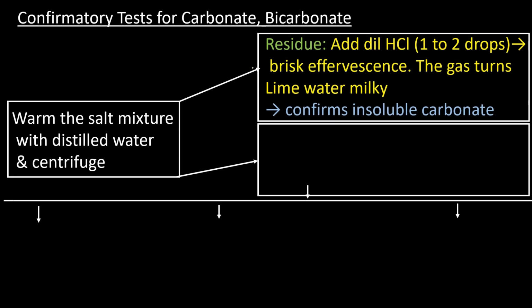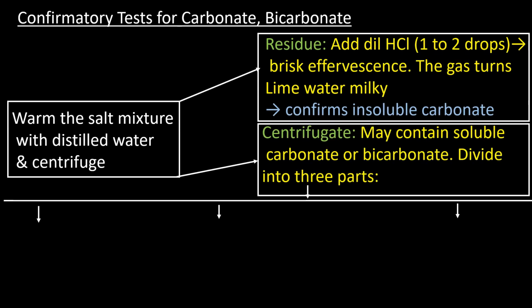So in the residue, you add dilute hydrochloric acid. If you get brisk effervescence and the gas turns lime water milky, then it confirms an insoluble carbonate, because it has come to the residue and is not soluble in water. Now, coming to the centrifugate. If you have soluble carbonate or bicarbonate, that will go to the water solution, that means into the centrifugate. So the centrifugate may contain soluble carbonate or bicarbonate.